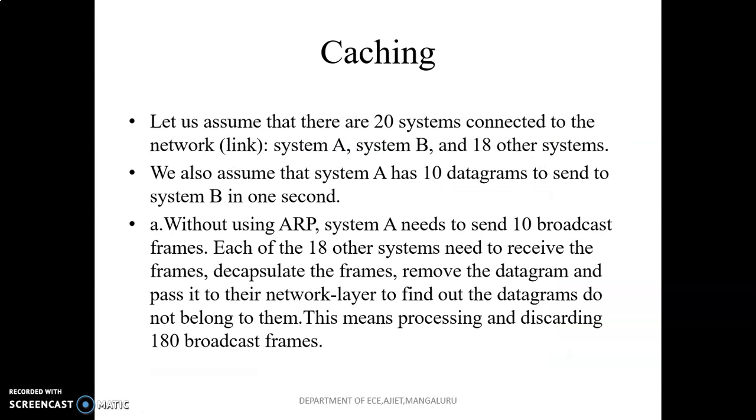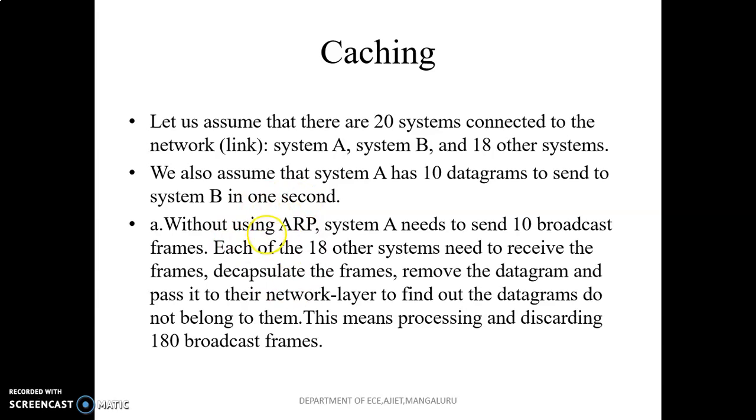Let us assume there are 20 systems connected to a network: system A, system B, and 18 other systems. We also assume that system A has 10 datagrams to send to system B in 1 second. The first option is without using ARP. System A needs to send 10 broadcast frames. Each of the 18 other systems needs to receive the frame, decapsulate the frame, remove the datagram and pass it to its network layer to find out to whom the datagram belongs. This means processing and discarding 180 broadcast frames, right?